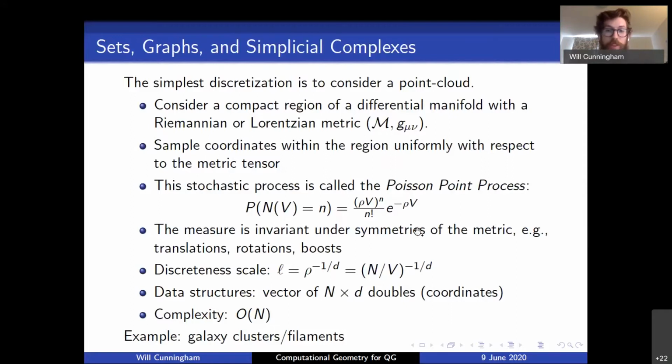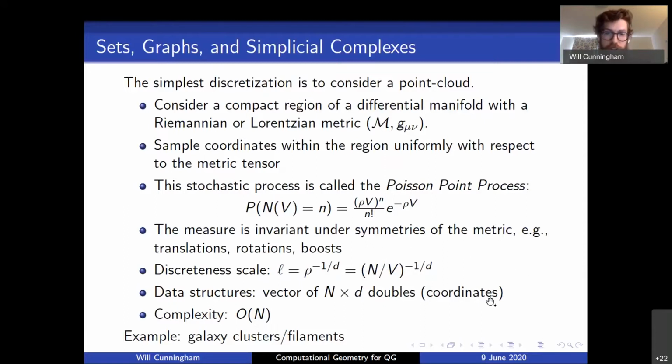So this is very important because, for instance, if you just used a regular lattice, like is done in lattice QCD, then the structure of it would not be invariant under boosts. You'd end up with correlations. So an important feature that we already have is this discreteness scale. I've written here this L variable, which is rho to the -1/d, where rho is your sprinkling density, meaning the number of points in a particular volume, and this d is just the dimension.